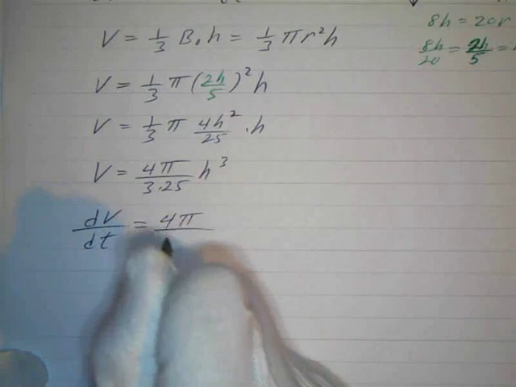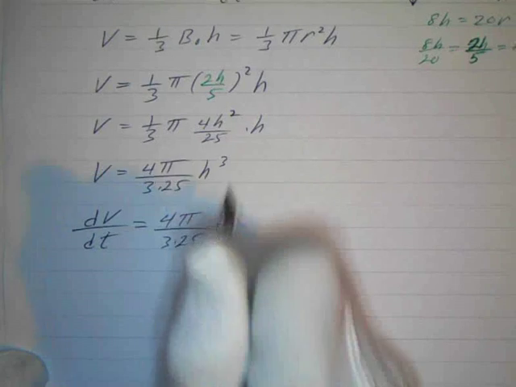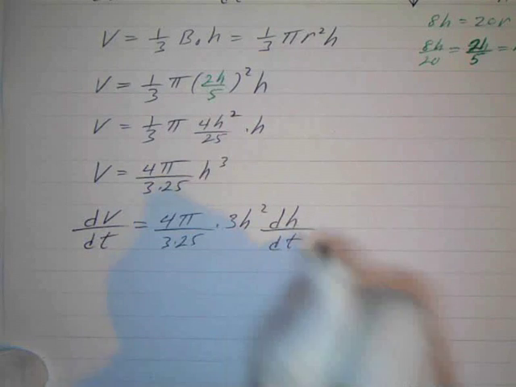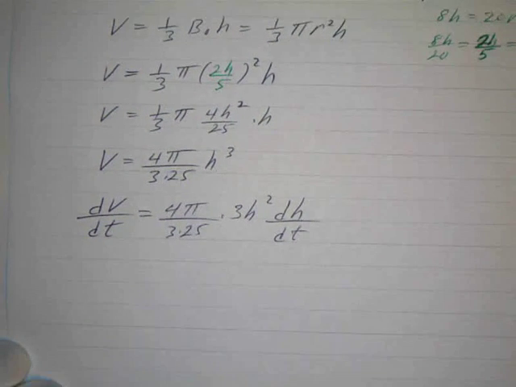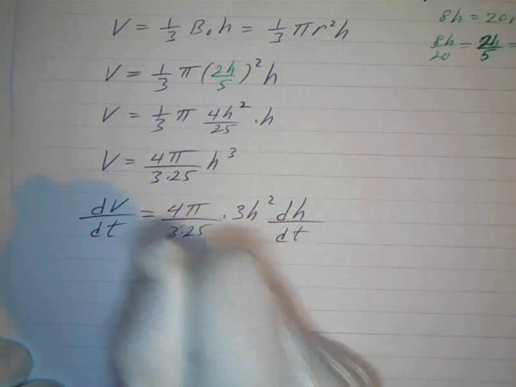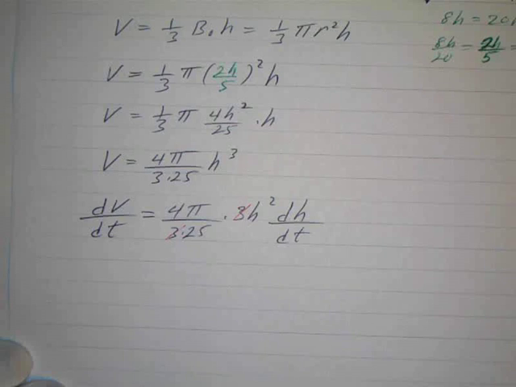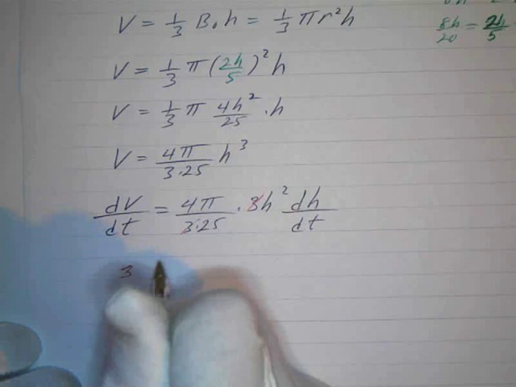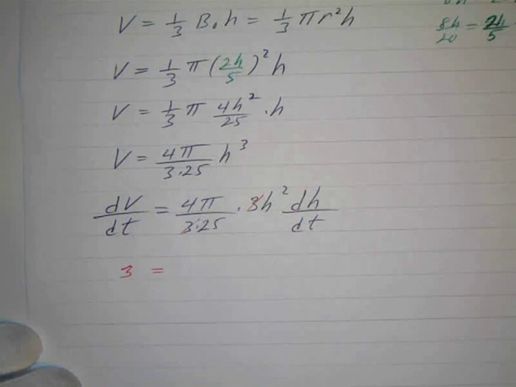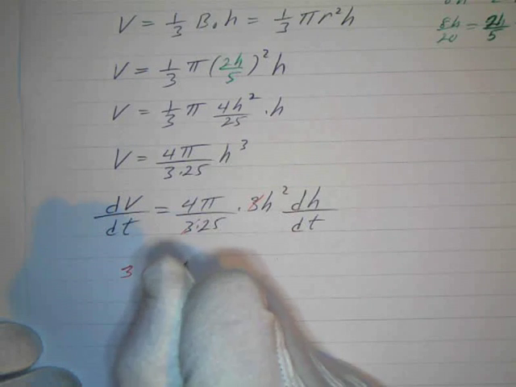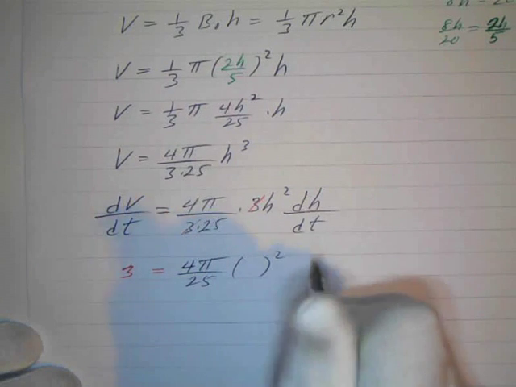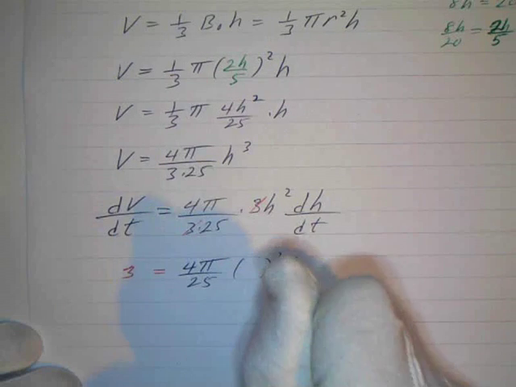And then this is all constant, so we leave that out front, 4 pi over 3 times 25. And when I take the derivative of this, I'm going to get 3h squared times dh/dt, because we're taking the derivative with respect to time t. The reason I left this factor 3 here is because 3 over 3 is 1. And I can substitute my values, and I have dV/dt, which was 3. And that equals 4 pi over 25 times h squared and dh/dt.